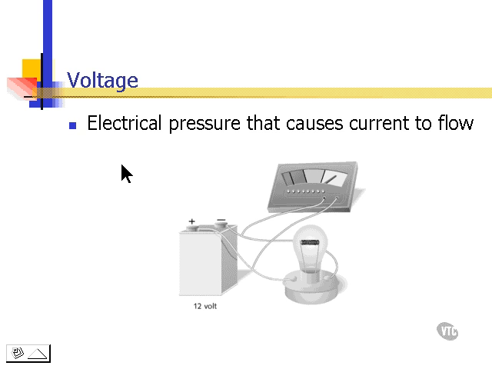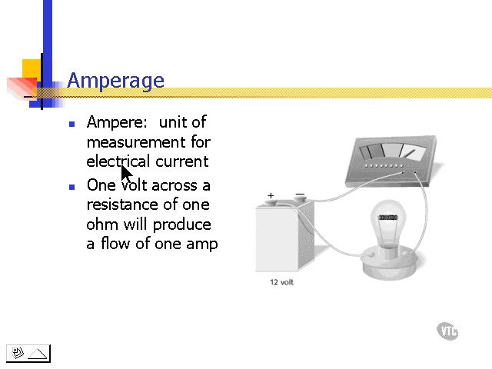The current that is created is called amperage. An ampere is a unit of measurement for electrical current. 1 volt across a resistance of 1 ohm, which we'll cover in just a second, will produce the flow of 1 amp. So 1 volt across the resistance of 1 ohm produces 1 amp. The pressure that causes the current to flow is voltage. The current, the speed of the current, is referred to as amperage.